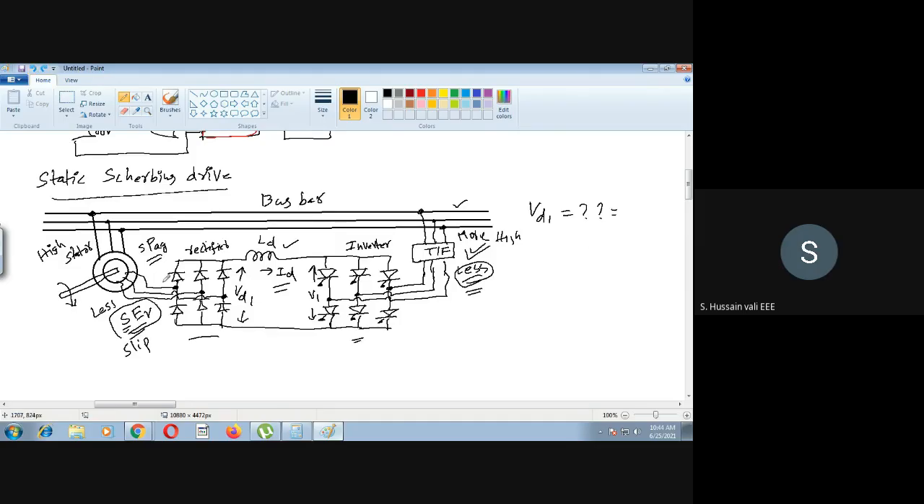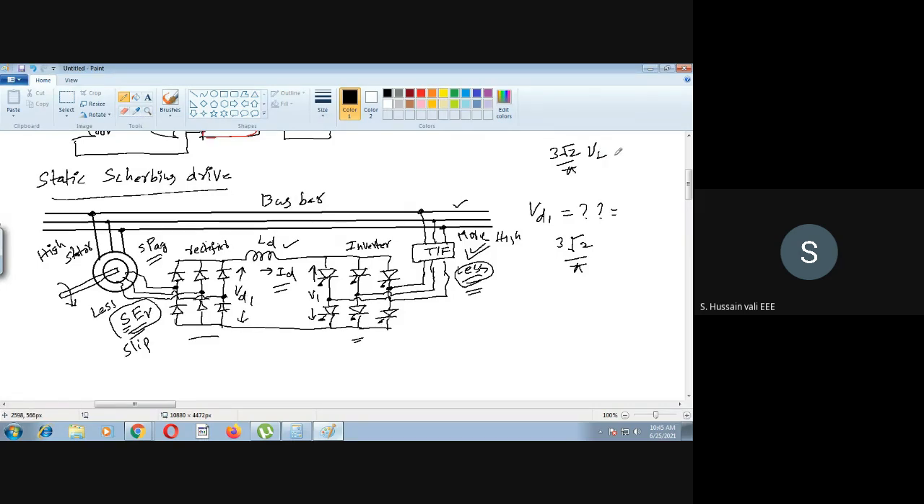Now assume that the rotor voltage here is S into ER. So S into ER is the voltage here, and I will write that voltage here. So how can I write this? 3 root 2 by pi into the input voltage, the line voltage to the rectifier. This is the formula I will write here. 3 root 2 by pi, this you might have studied.